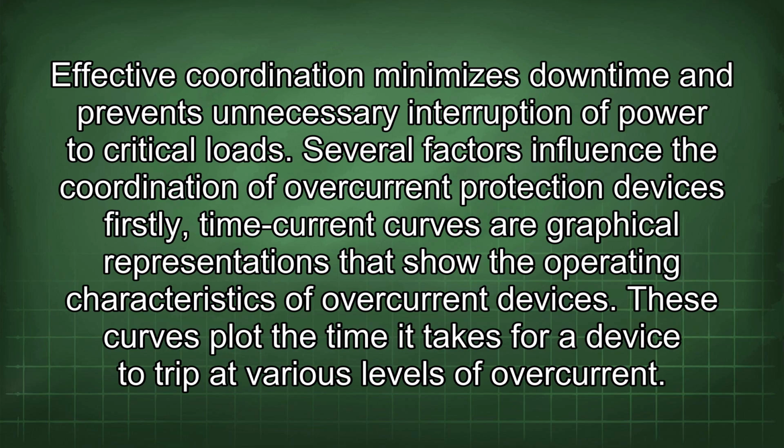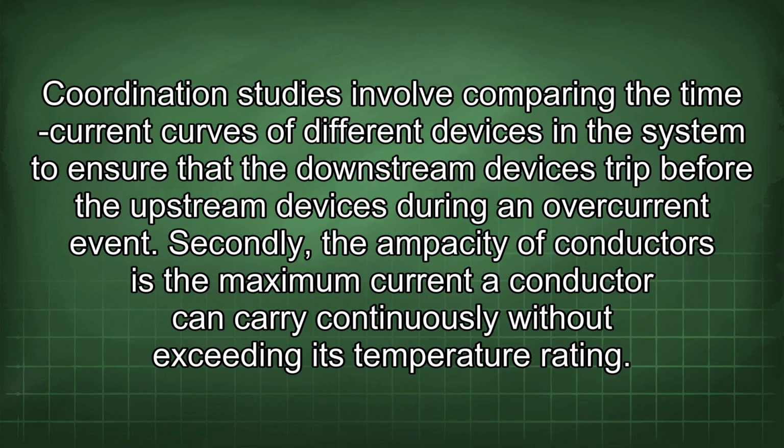Several factors influence the coordination of overcurrent protection devices. Firstly, time current curves are graphical representations that show the operating characteristics of overcurrent devices. These curves plot the time it takes for a device to trip at various levels of overcurrent. Coordination studies involve comparing the time current curves of different devices in the system to ensure that the downstream devices trip before the upstream devices during an overcurrent event.